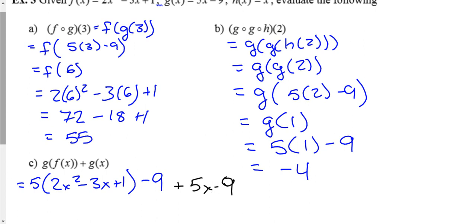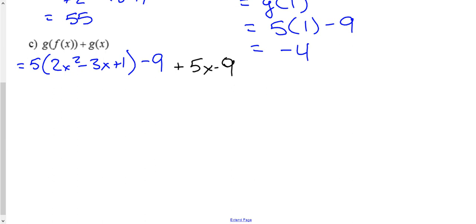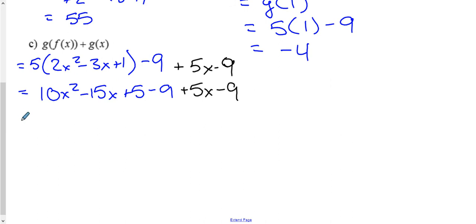There we go. Let's multiply and clean this up. So this is now 10x squared minus 15x plus 5 minus 9 plus this 5x minus 9 again. And again, we want to simplify this and add everything up. So what do we get? I now am at 10x squared. I got negative 15 plus 5 is now minus 10x. And I have negative 9, negative 18 plus 5 is now negative 13. And there we go.